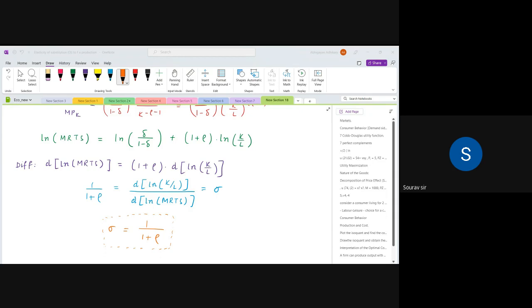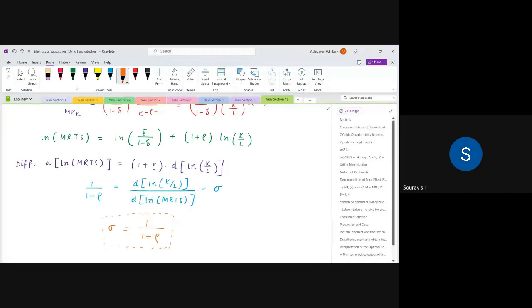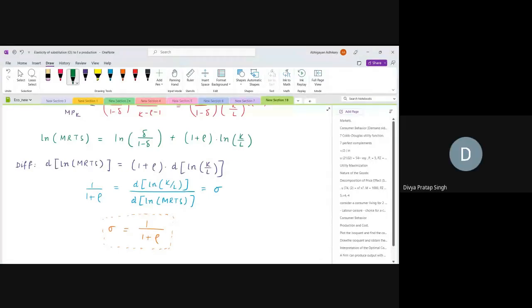All right. So now comes the interesting part over here. From here we can also check, yes, Divya, go ahead. By putting rho equals 0 here, we can also check it is Cobb-Douglas. Yes, exactly, that is what I wanted to say. Perfect. That is what it is.